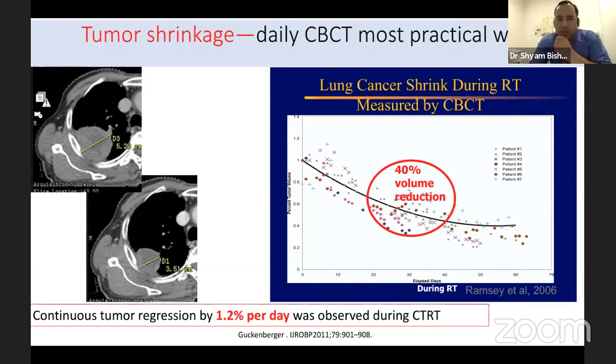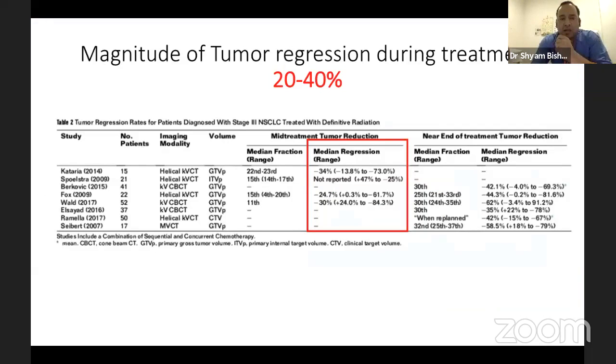So now coming to the third change, which is tumor shrinkage, and a daily CBCT is the most practical way to assess this. There is a GTV reduction of around 20 to 40% during radiation, and authors have reported a 1.2% volume reduction per day during the CRT. This is the magnitude of tumor regression during chemoradiation, to the tune of 20 to 40%. In our study published in 2014 in JCO and BGR, there was a reduction of 34%.